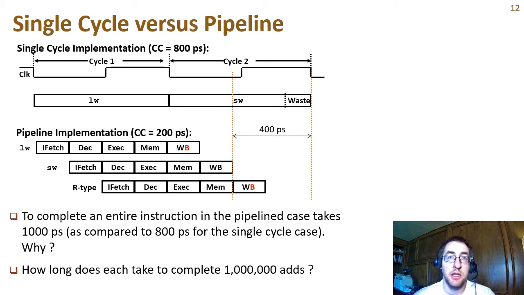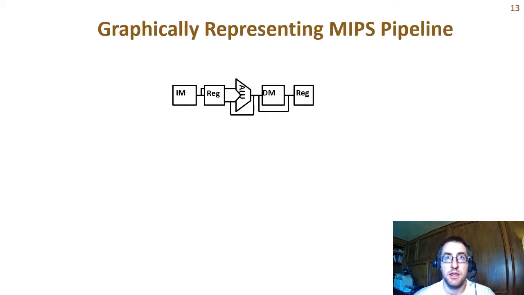So it's 1,000,000 times 200 plus 4 times 200. So that's 200 million plus 800 picoseconds. Okay, so that's about 200 microseconds and change versus 800 microseconds. So our pipeline design is much more effective. It really gets the job done quicker.